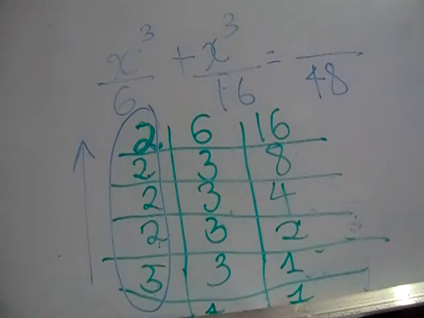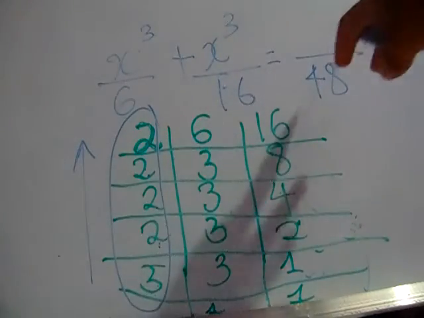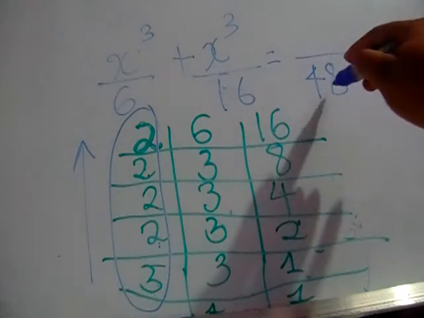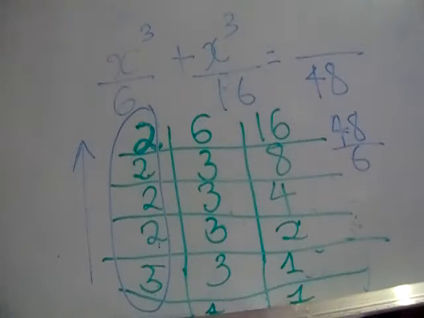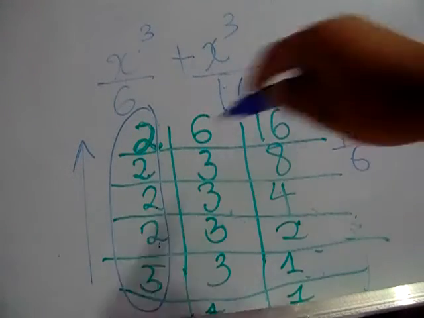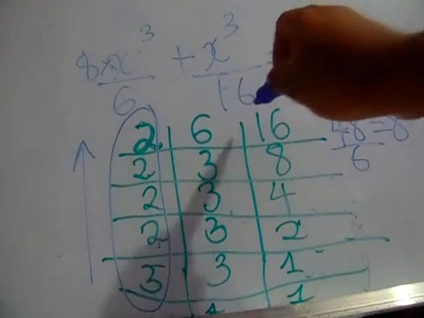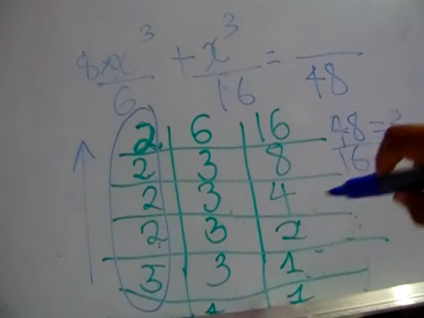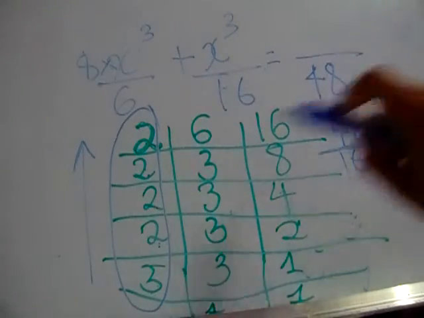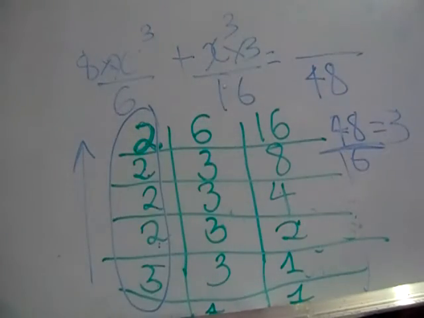So at this point, what are you going to do next? Now you have a common denominator of 48. To find the sum of this, we take 48 and divide it by 6. That's 48 divided by 6, and that is going to give us 8. So here will be 8, so we'll multiply here by 8. Same thing here, 48 divided by 16, we'll get 3. So we'll multiply here by 3.